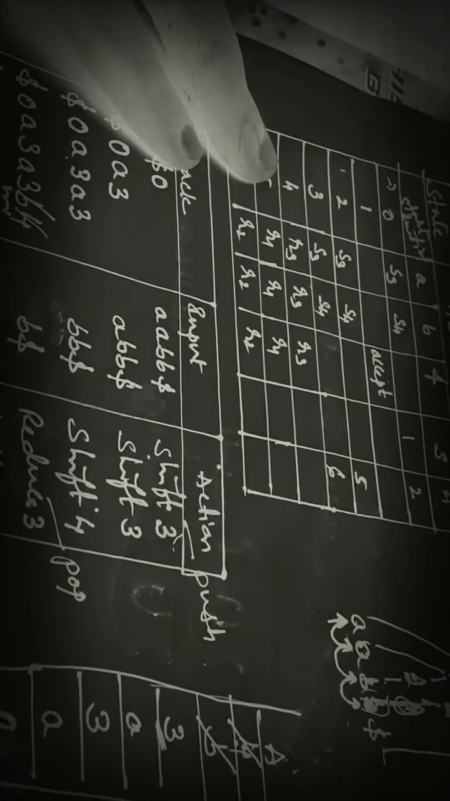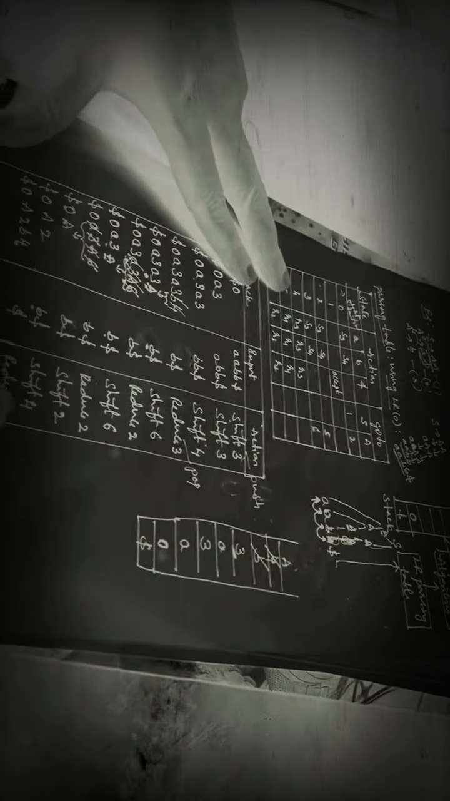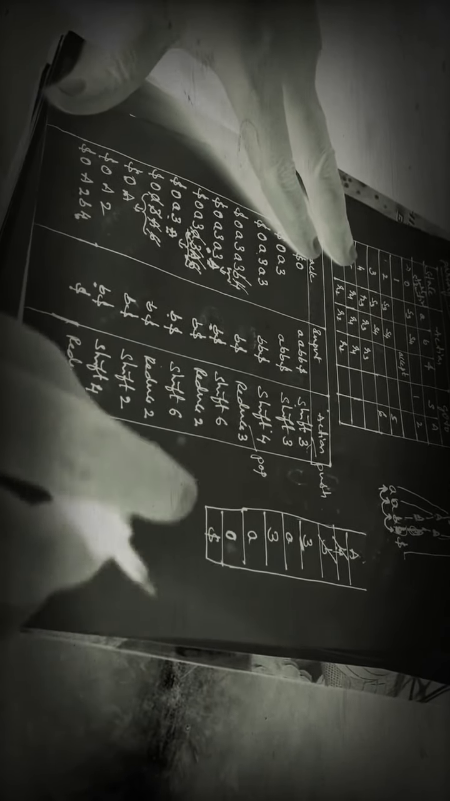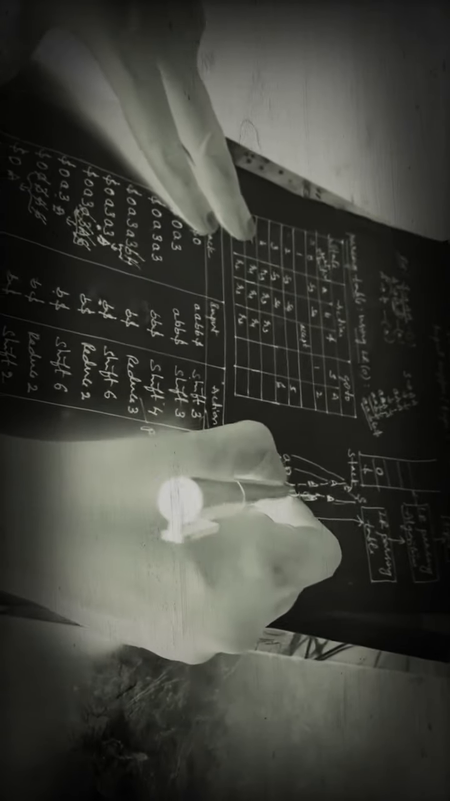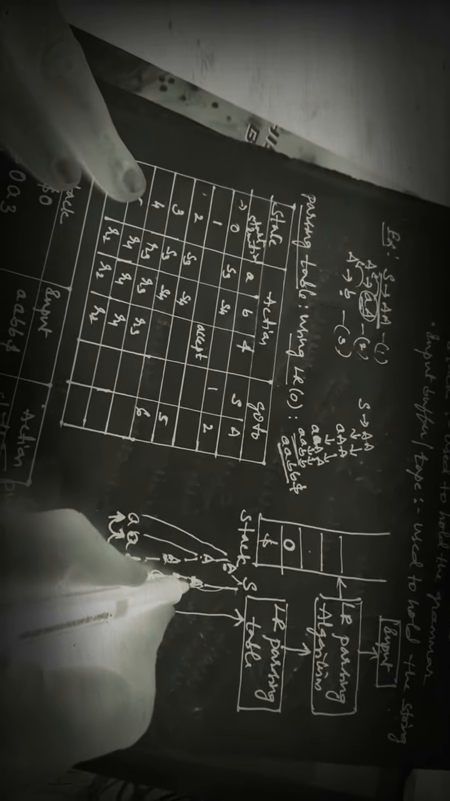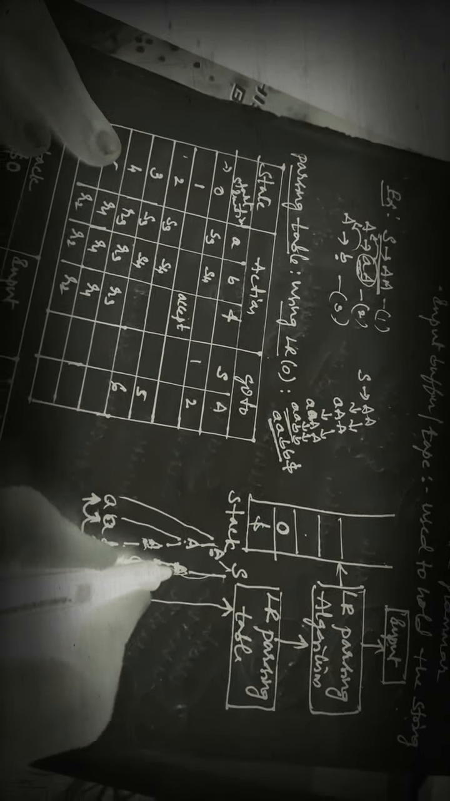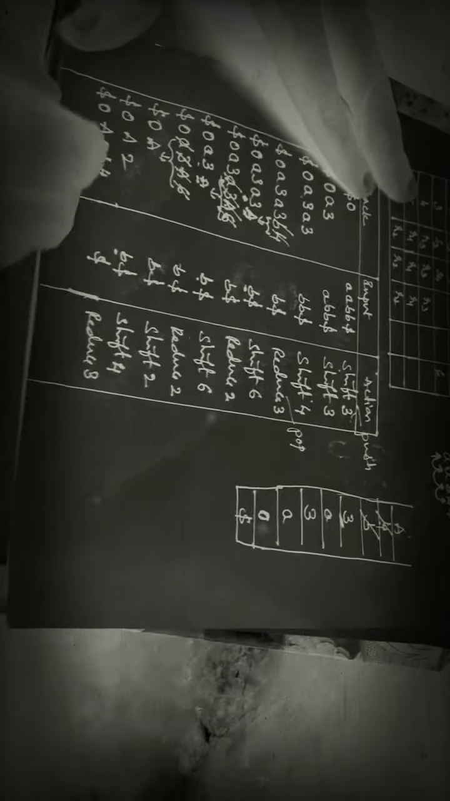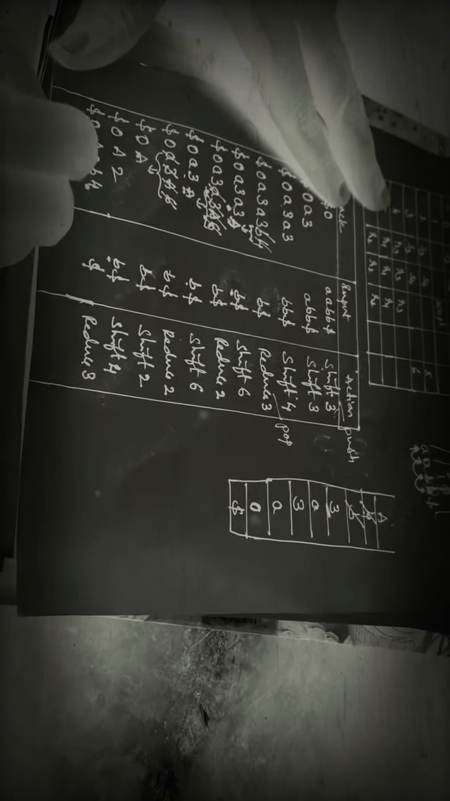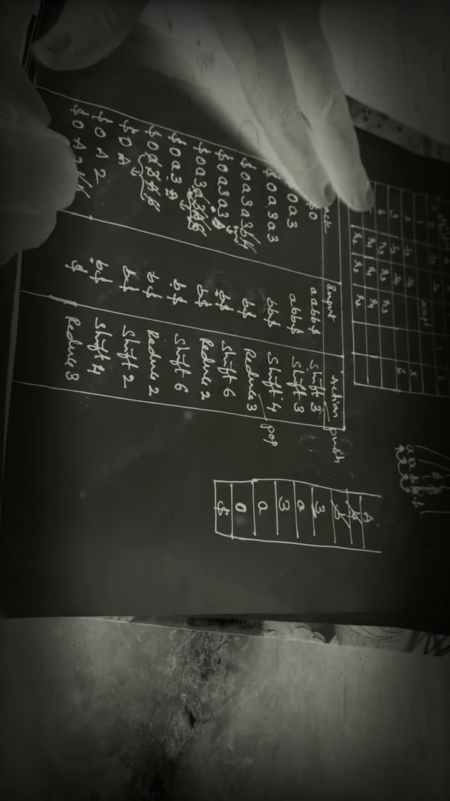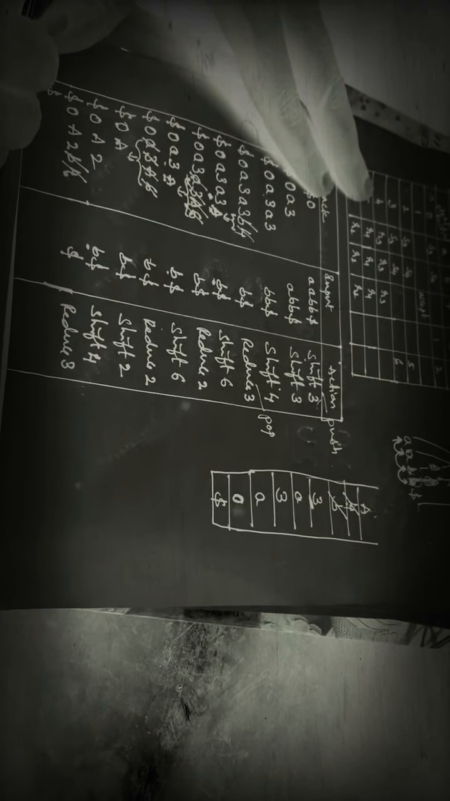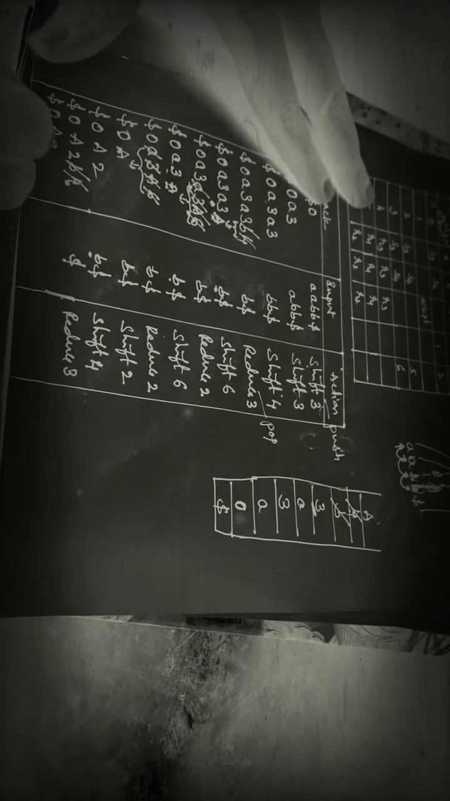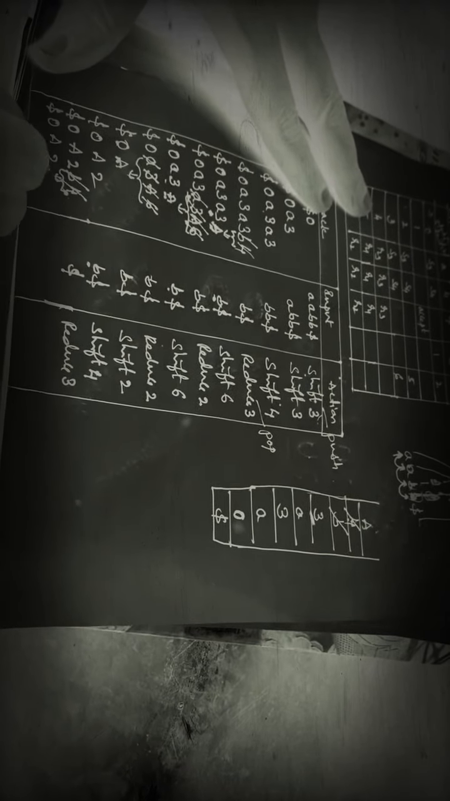4 on dollar is what? Reduce 3. Reduce using the production number 3. So this last input symbol should be replaced by the left side variable A in order to reach the start symbol. Okay. So now reduce this B by the left side variable. $0 A 2, this is replaced by A. Now dollar.